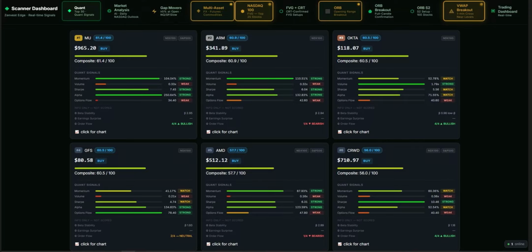MU's momentum is 104% over 20 days. That's a strong signal. Compare that to GFS at number 4, 41% over 20 days. That's a watch. Still positive, but not as powerful.